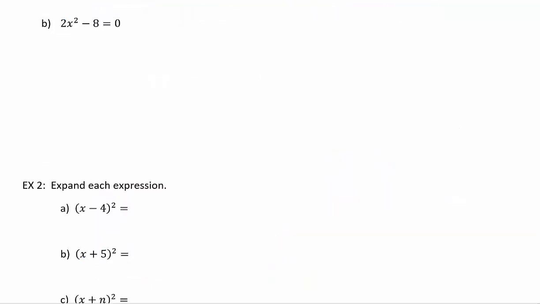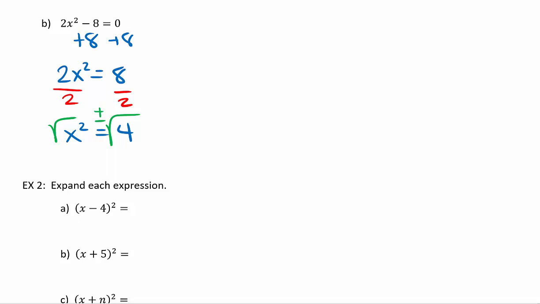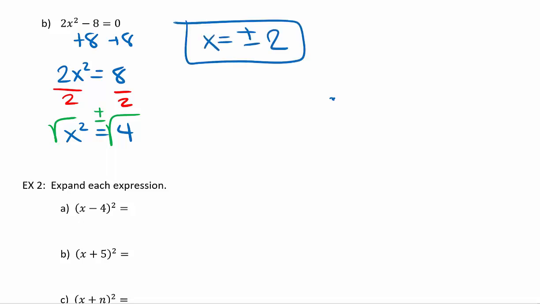Let's look at one more that's similar. We isolate the squared quantity. So this time that means the x squared has to be by itself. So I add the 8 and divide by 2. Now I can take the square root of both sides. Don't forget that plus or minus. Square root of 4 is 2. So this problem also has 2 solutions, positive 2 and negative 2.